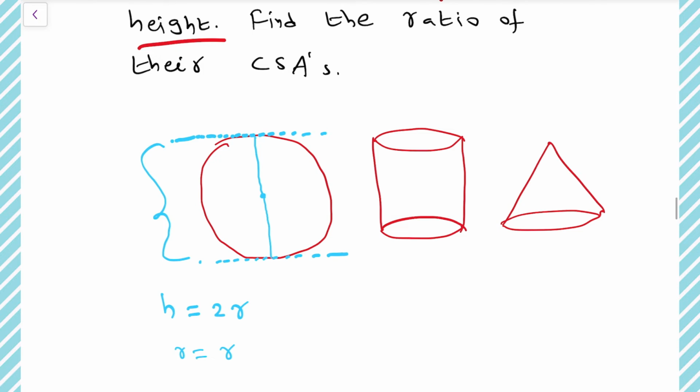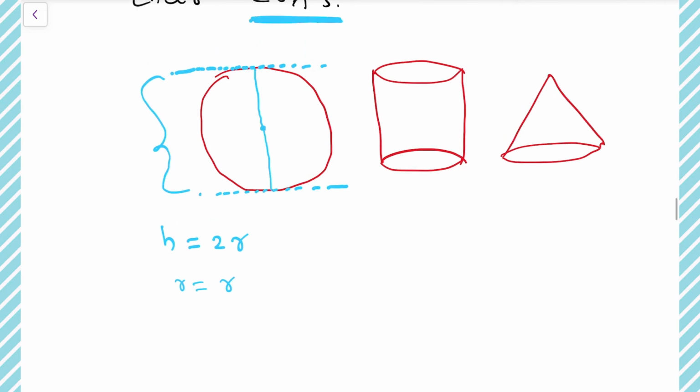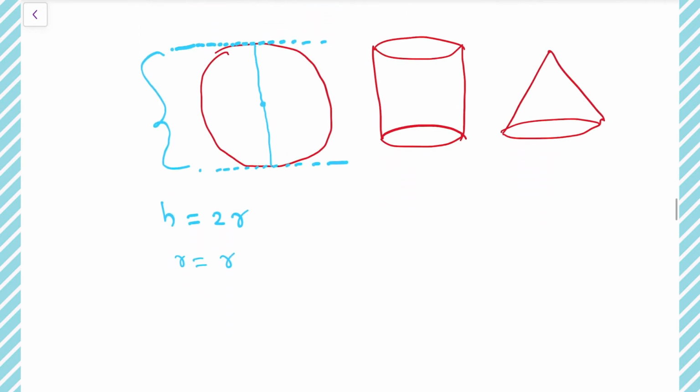Now observe, he is asking to find out the ratio of their curved surface areas, right? So the curved surface area of the cylinder formula is 2 pi r h. 2 we know, pi we know, radius we know, height we know. So no problem with this figure. Next, coming to the second figure, oh sorry, I wrote 2 pi r h for the cylinder, right? Sorry. Actually for the sphere, curved surface area and total surface area are both the same, that is 4 pi r square. 4 is there, pi is there, r is there, so no problem with this.